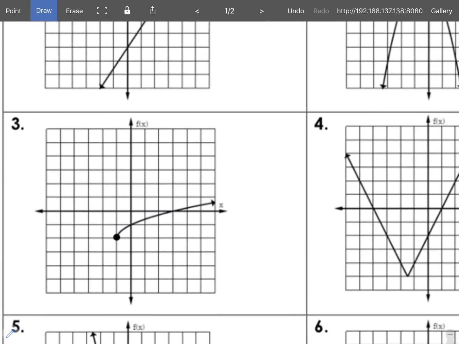Okay, where does it cross here? Looks like it crosses right there. So where does it cross for the x? 1, 2, 3. Our 0 of the function is x equals 3.